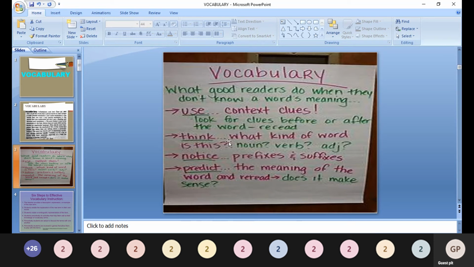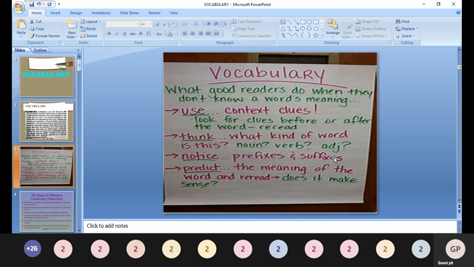Next, think, what kind of word is this? Is it a noun, verb, or adjective? Then you think, what part of speech does it come under? Is it a noun or a verb or an adjective or an adverb? Okay, so you think which part of speech it could fall under.